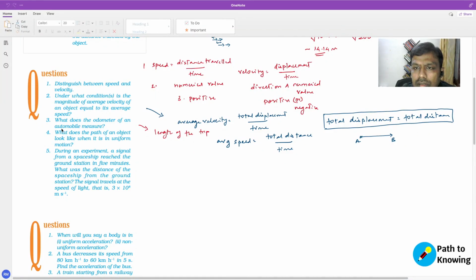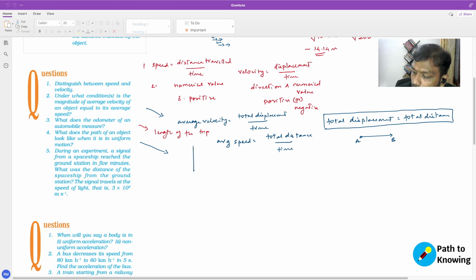Let's go over the next question. What does the path of an object look like when it is in uniform motion? So we know that an object is said to be in uniform motion when it covers an equal distance for every unit of time. That's when the object is in uniform motion.